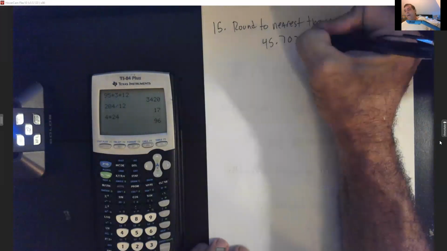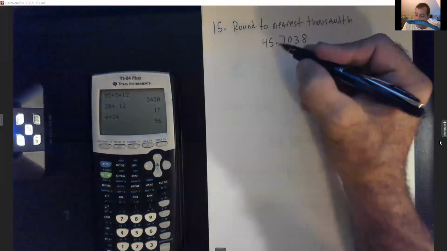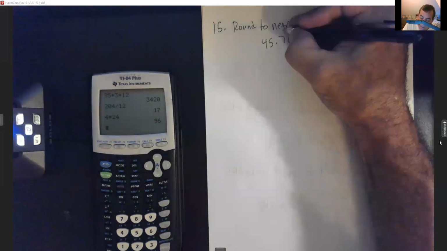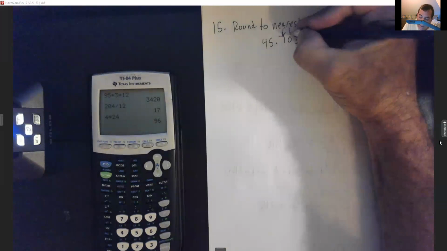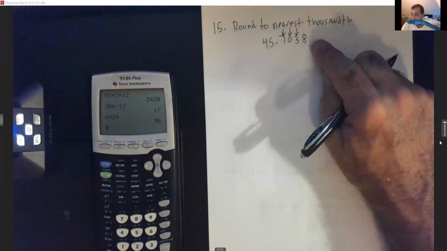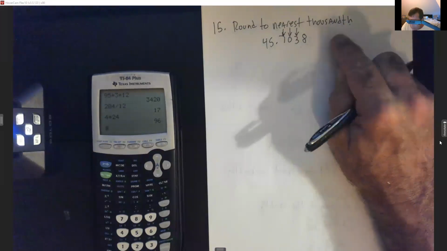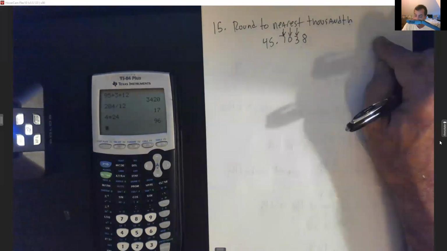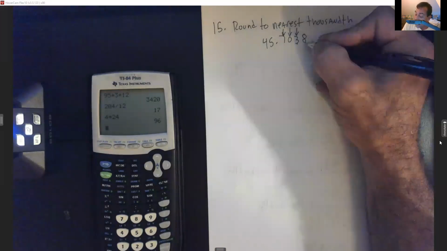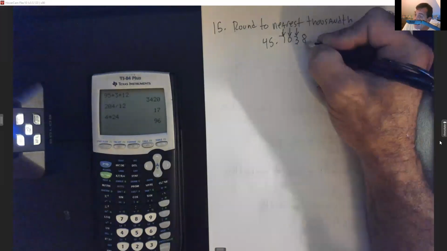45.7038. So I don't care what's on the left side. They want this in the thousandths. So there's my tenths, hundredths, thousandths. Actually, this would be the 10,000ths, 100,000ths, millionths with the TH, and you keep on going, okay? So I need to round it to this unit. So this time it is at least a 5 or bigger. 8 is bigger than 5 for sure.